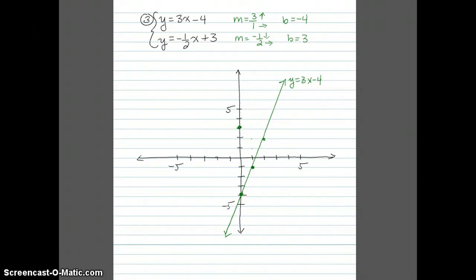And going to my second line, I plotted the y-intercept at 3. And then I'm going down 1 unit and 2 to the right to get my second point. And once again, down 1 unit, 2 to the right to get the third point. So I already know where these lines intersect, but of course I'm going to draw the line with my straight edge. Make sure to label the line with its equation.